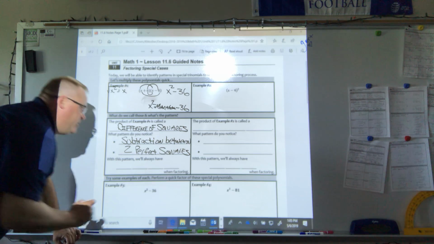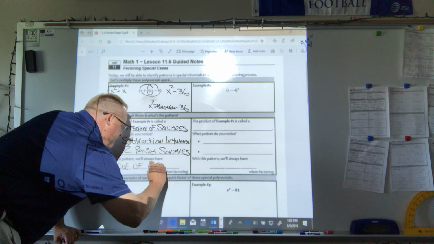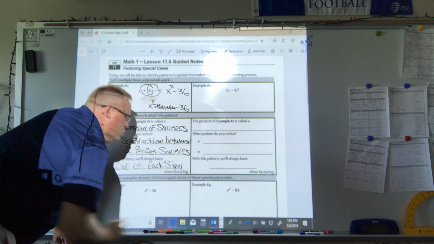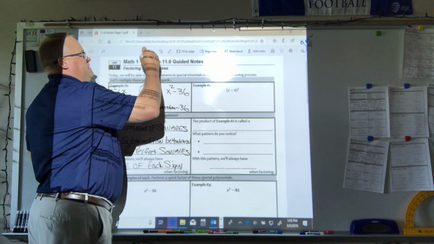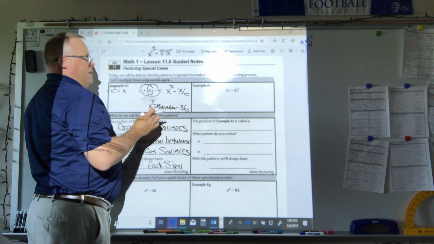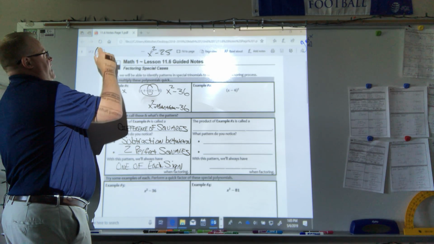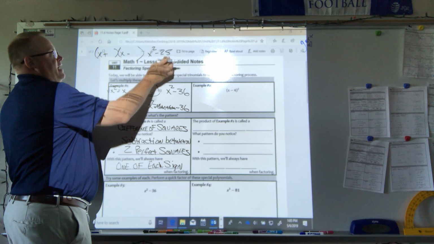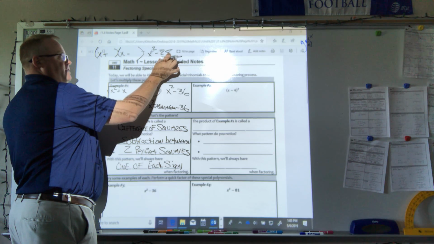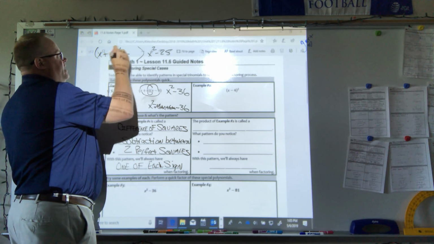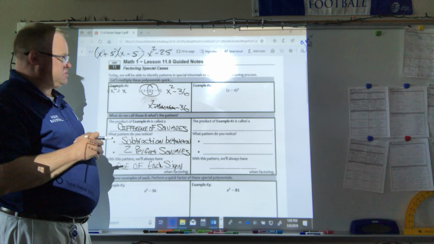With this pattern, we will always have one of each sign when we factor. Meaning, whenever I have a difference of perfect squares, if I had x squared minus 25, I'm going to have one of each sign. It's going to be x plus, x minus, and then I'm just going to take the square root of whatever that value is, as long as it's a perfect square. In this case, it'd be x plus 5 and x minus 5. Okay? So those are difference of squares.